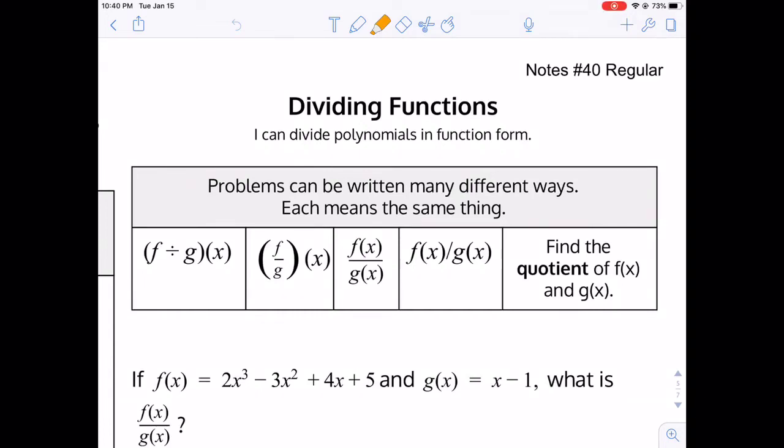Hi guys, this is the video for dividing functions. Note that this is the regular level, not the honors level. So if you're looking for the honors level, go back to Canvas and find that.